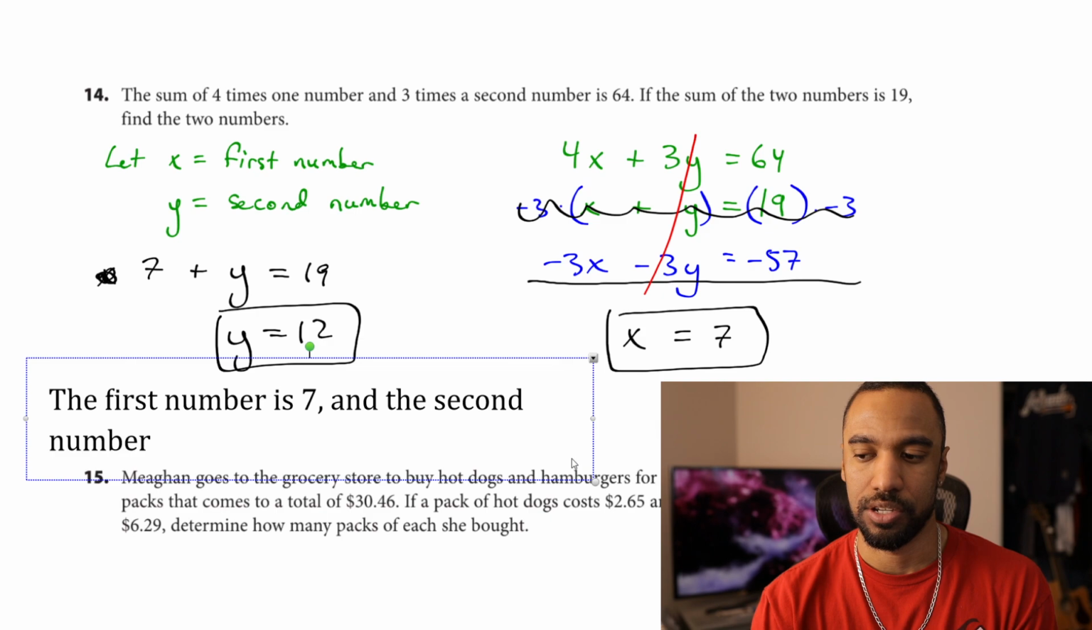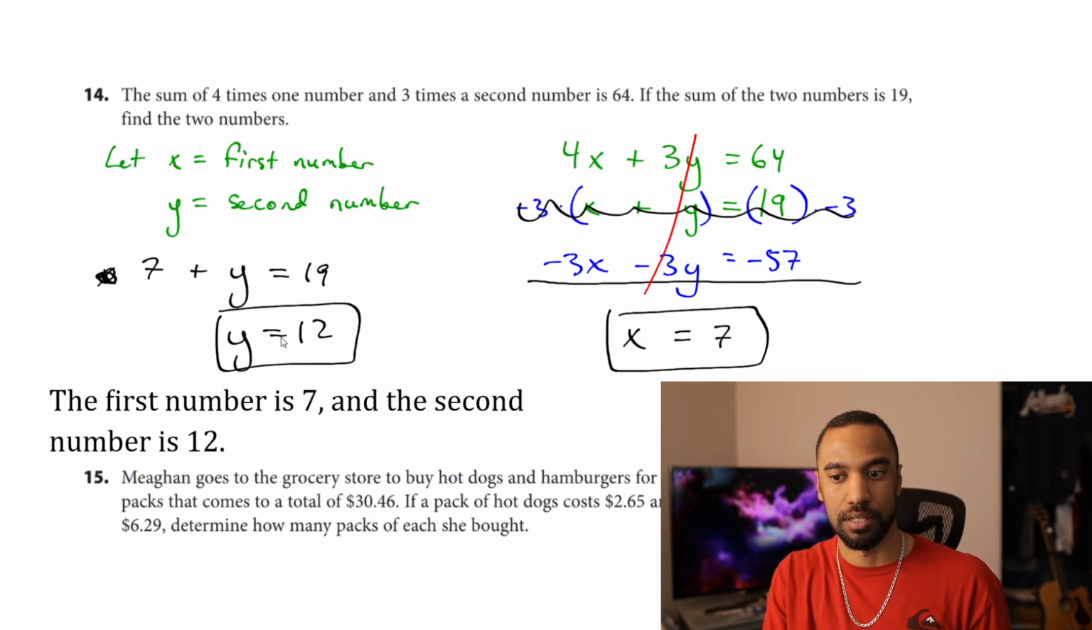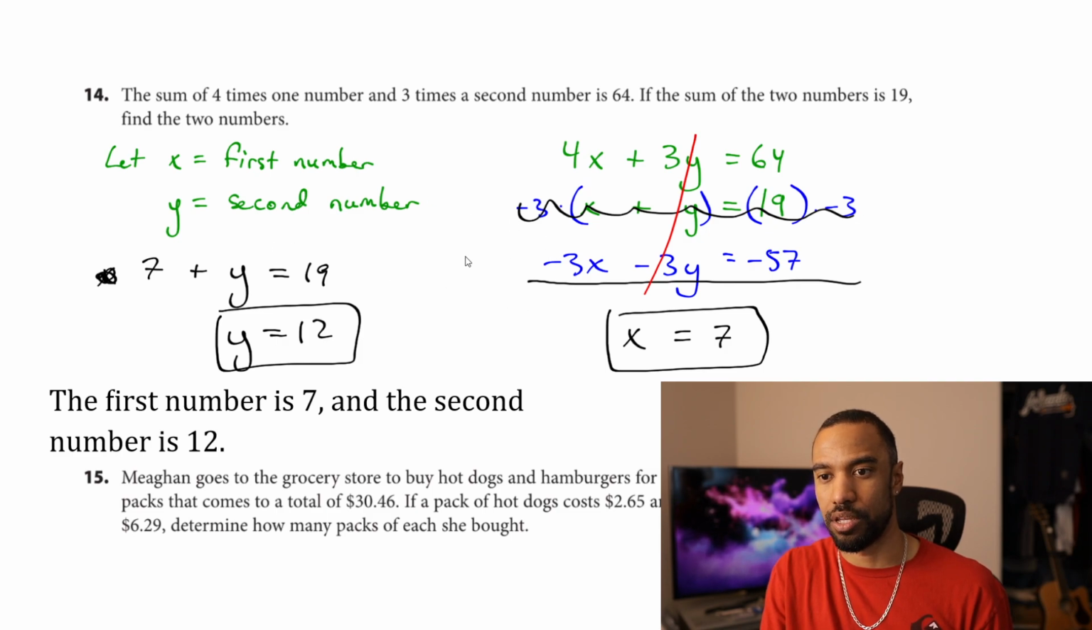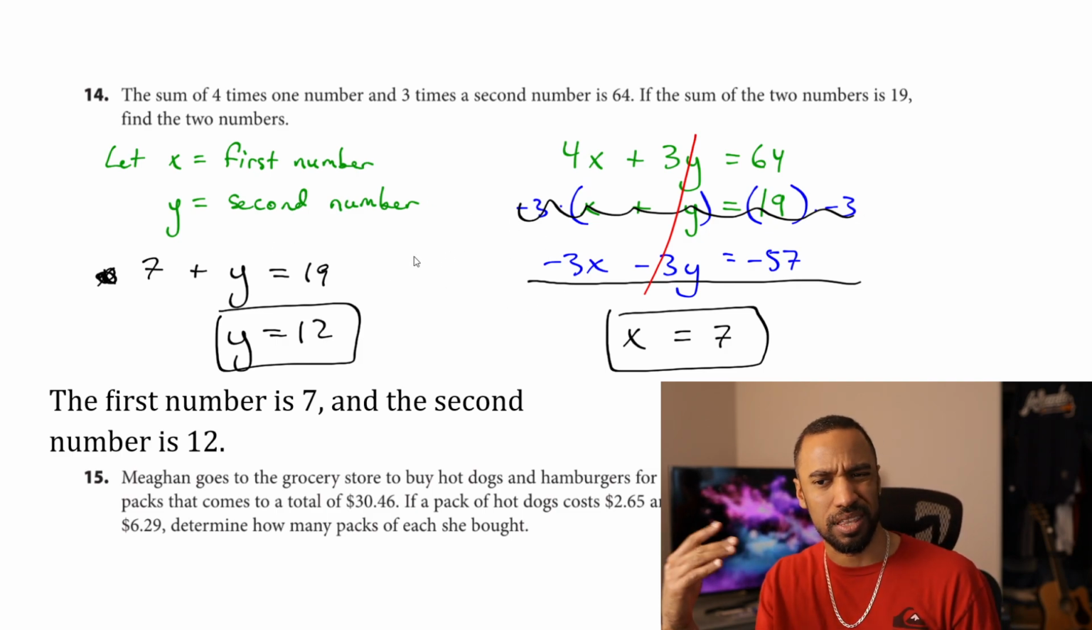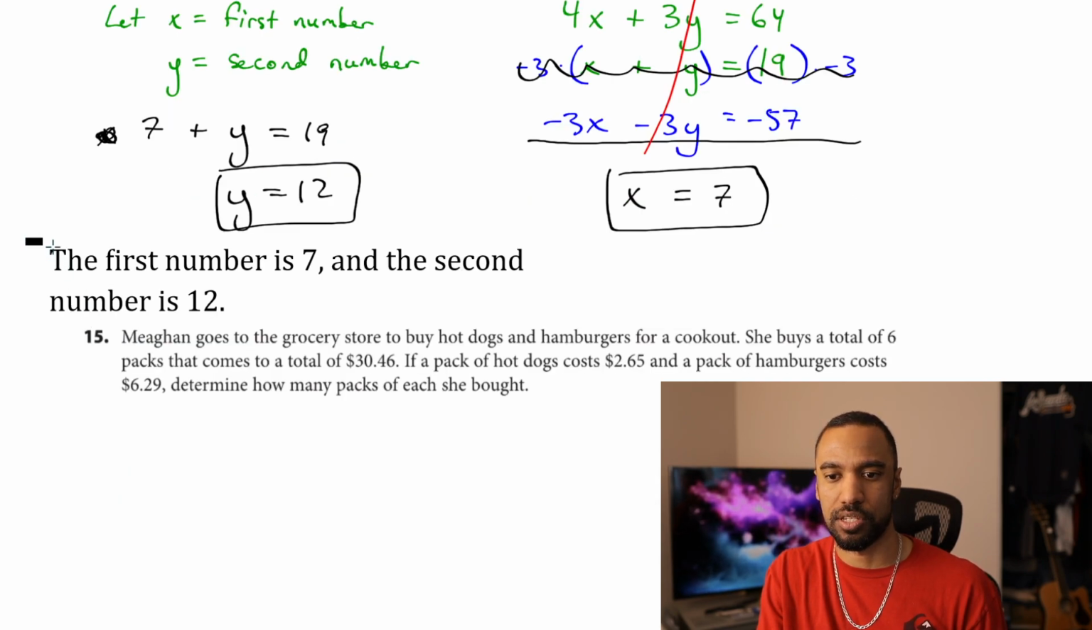The only reason for that is so you don't screw up that first part. If I do 4 times the second number, if I do 4 times 12 and 3 times 7 and add it, I'm not going to get 64 again. So you have to make sure that you're doing it in the order that they provide it, and then you can get that answer. So that's why it's good to do that.